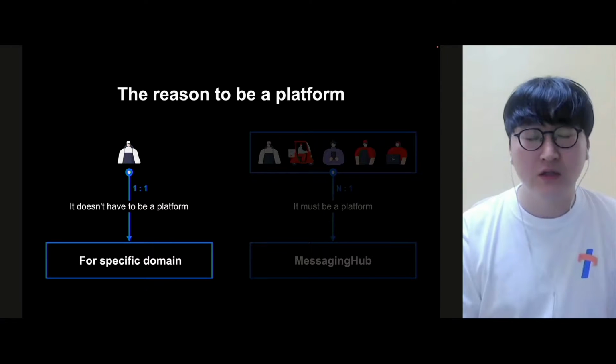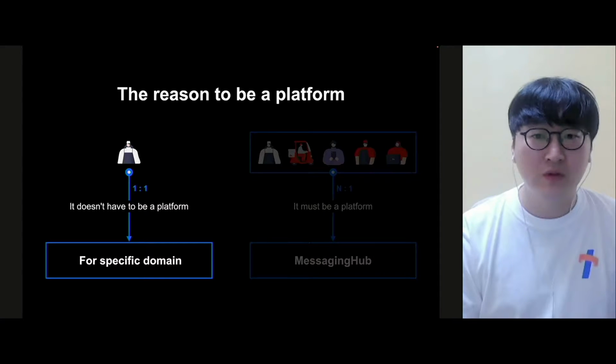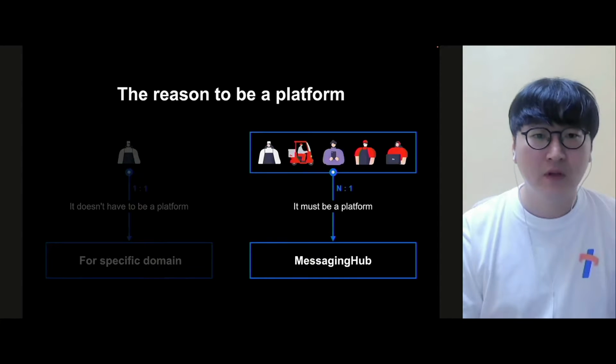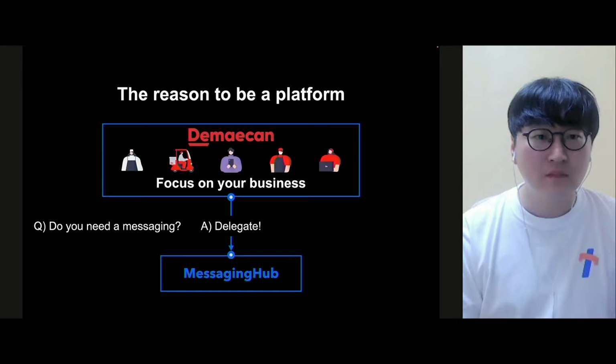But with a one-on-one relationship, if you simply expand the functions, you don't need a platform. In this case, you could easily over-engineer. But vice versa, for multiple domains, there always needs to be platform characteristics. The messaging hub is going to be utilized in multiple domains, so N versus 1 is the relationship. So you need a correct feature set and a reason to be a platform.